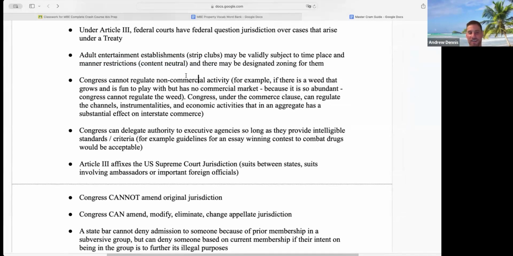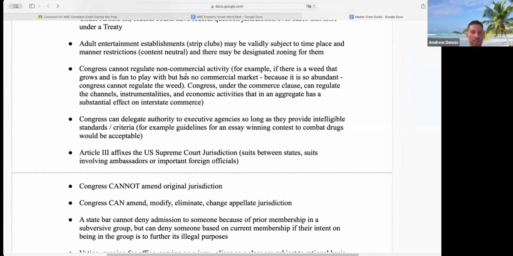No location sharing. Congress cannot regulate non-commercial activity. For example, if there is a weed that grows and is fun to play with, I think that is a joke, it means like to ingest probably, but there's no commercial market because it's so abundant. Congress cannot regulate the weed. Congress, under the Commerce Clause, can regulate the channels, instrumentalities, and economic activities that in aggregate have a substantial effect on interstate commerce.